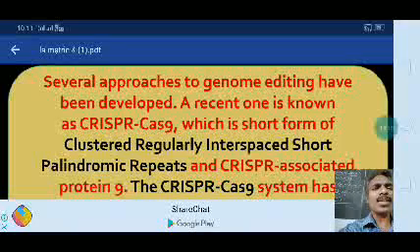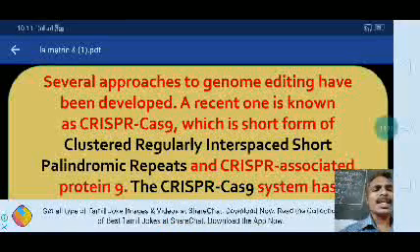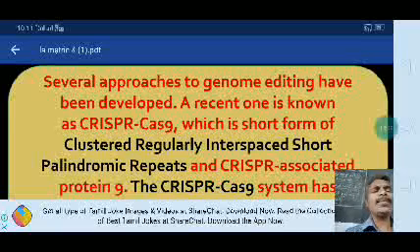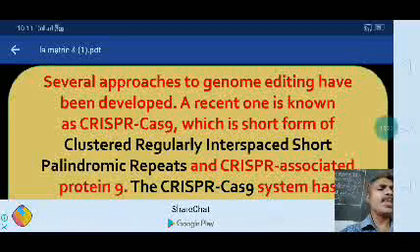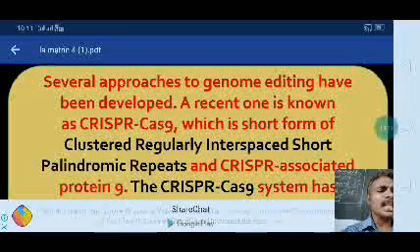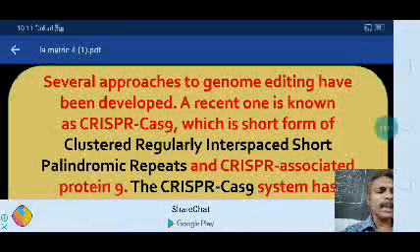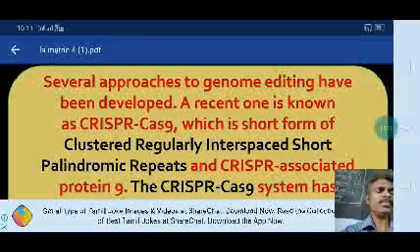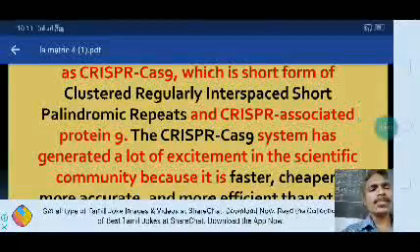A recent one is known as CRISPR Cas9. What do you mean by CRISPR? It stands for clustered regularly interspaced short palindromic repeats. Cas9 is CRISPR-associated protein 9.